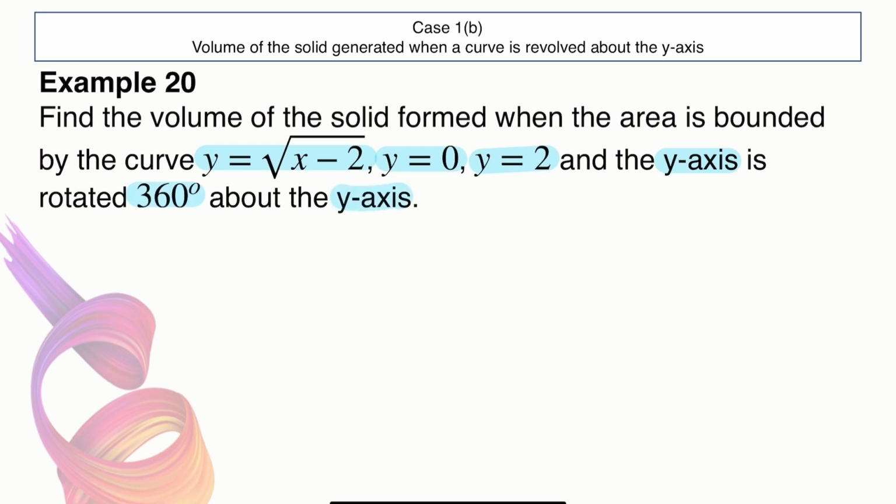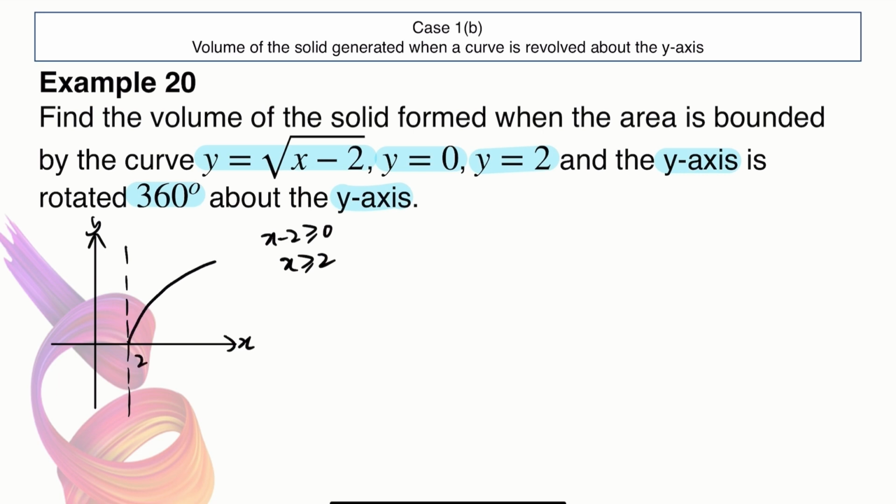Okay, now again, let's sketch the graph. Now we are looking at the third function. So x minus 2 is always greater than 0, so x is always greater than or equal to 2. Let's say here is x equals 2. So now our graph will look like this.